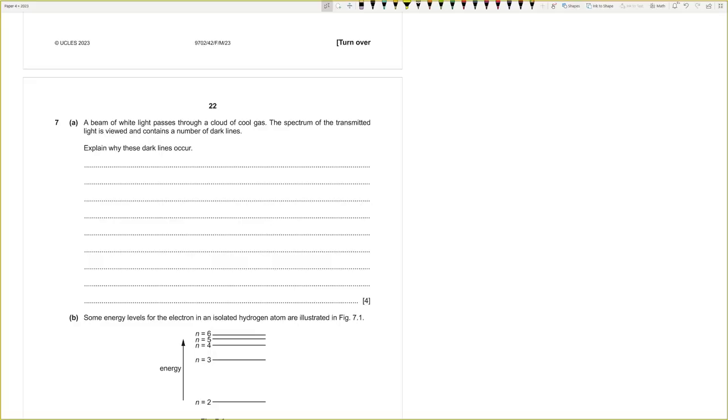A beam of white light passes through a cloud of cool gas. The spectrum of the transmitted light is viewed and contains a number of dark lines. Explain why these dark lines occur. Perfect. So this is a repeat question. You've seen this question back in May/June 2020.